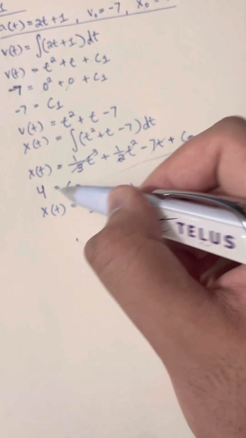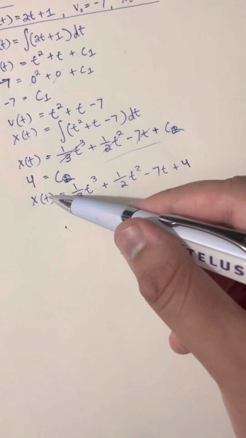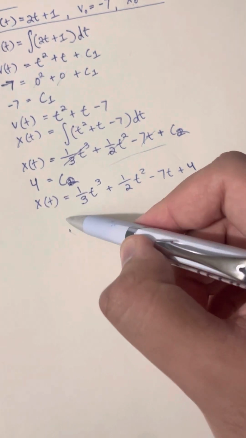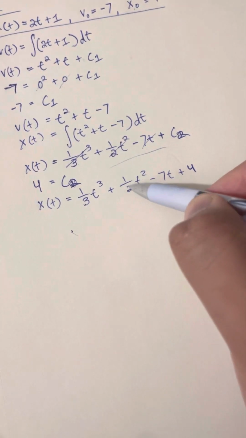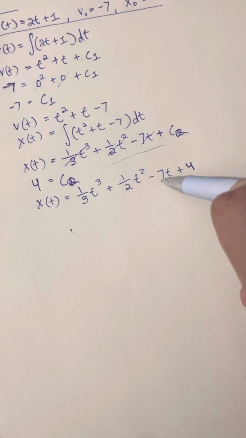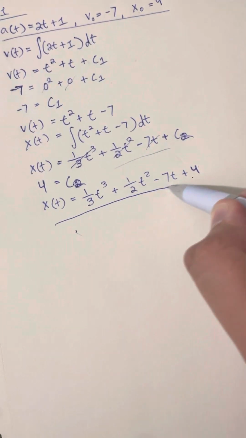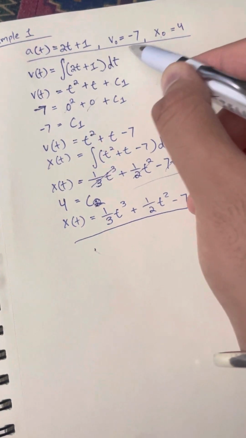So now we know what this constant is, and we know what this constant is. Finally, we can rewrite the entire position function as we see here: x of t equals 1/3 t to the third, plus 1/2 t squared, minus 7t, plus 4, and 4 is what we just found here. So this is the final function that we arrive at after we take two integrals, given this information that we have here.